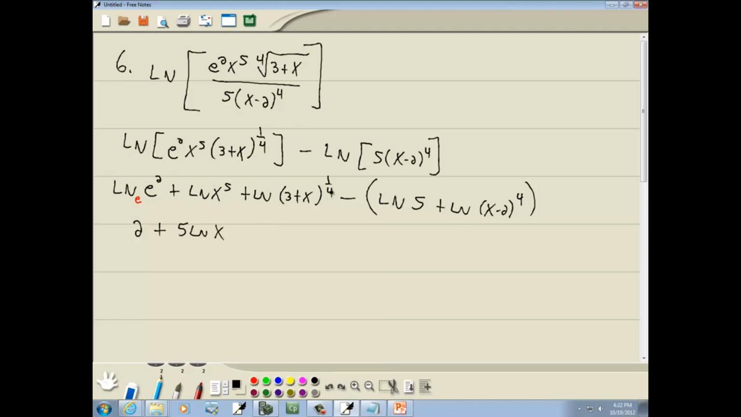Here the main thing happening is the 1/4 power. So we can put it out in front. So we've got 1/4 natural log of 3 plus x. Now this negative is going to flip the sign of everything here. So this becomes a minus natural log of 5 minus, and here we got a power, so we can put that out in front. So that becomes 4 natural log of x minus 2.